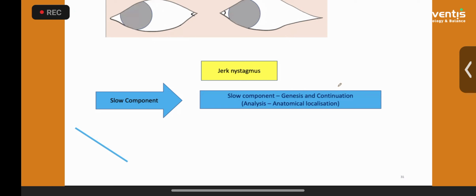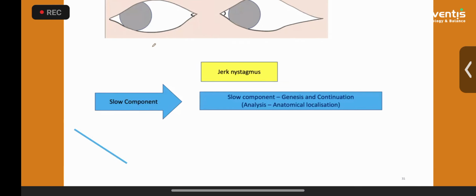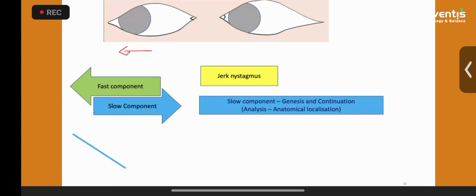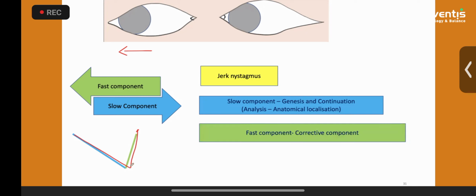And then the brain realizes that this is abnormal movement and it tries to correct with the frontal eye field area. Just now, have you seen there was a fast component which beat towards the right side. So in the video nystagmography, graphically it will be recorded like this. This is the fast component and this is the slow. Okay. Then the fast component is a corrective component. It is a secondary component, not the primary.